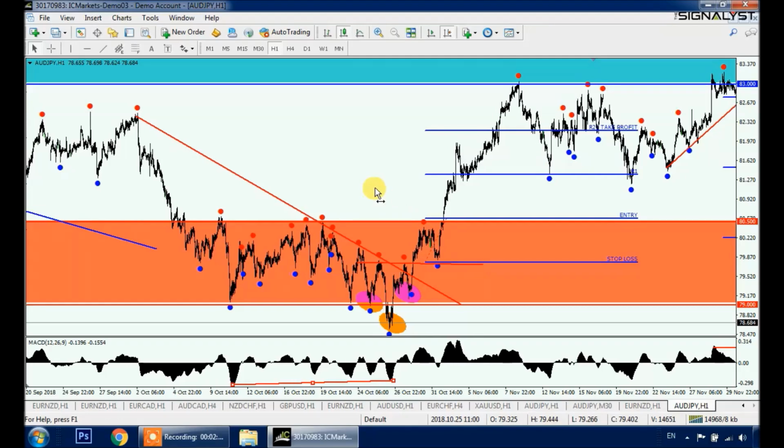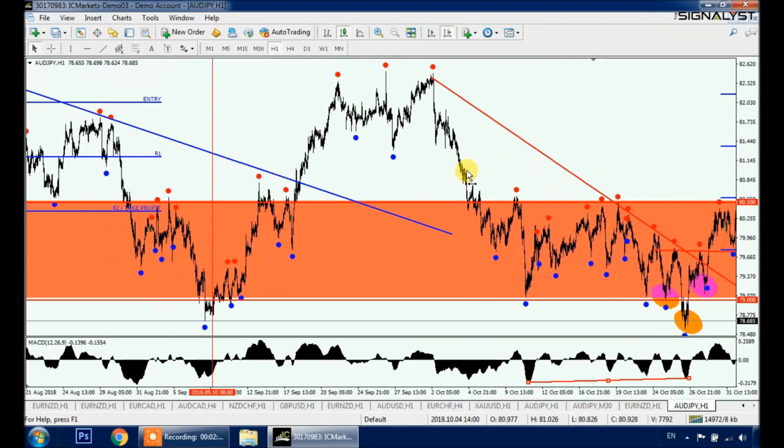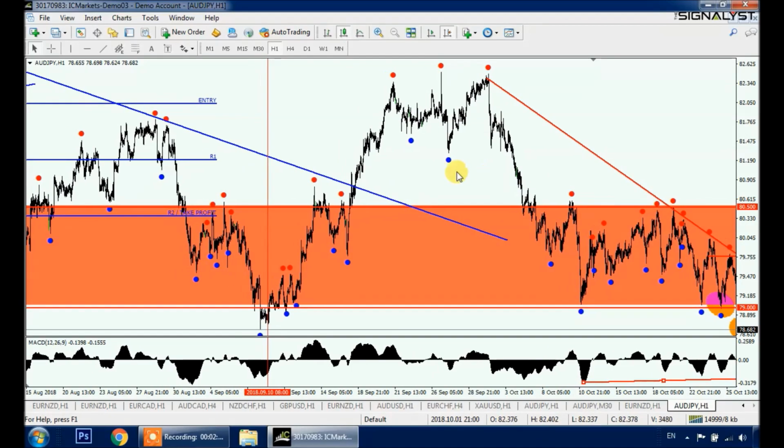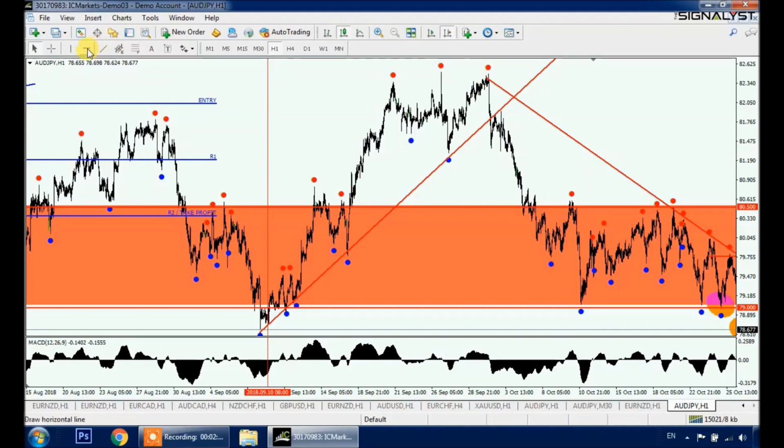Let's scroll back and look for more opportunities. Let's delete those ones for now. So here we have an objective trend line 1, 2, 3, 4, 5, a very strong one, and we've got a double top here, as you can see. So our entry would be a candle close below this swing.